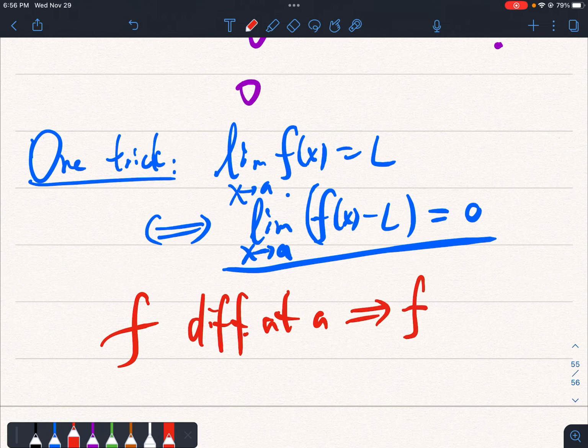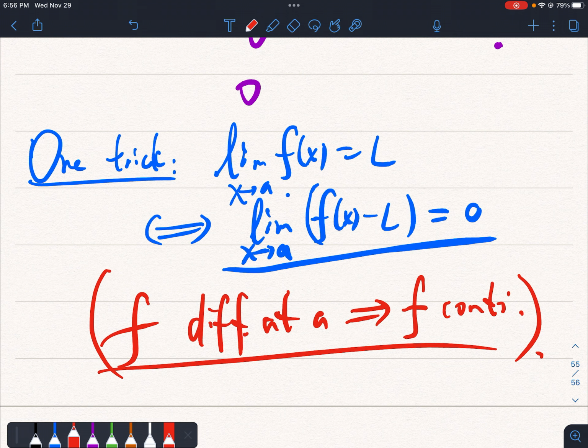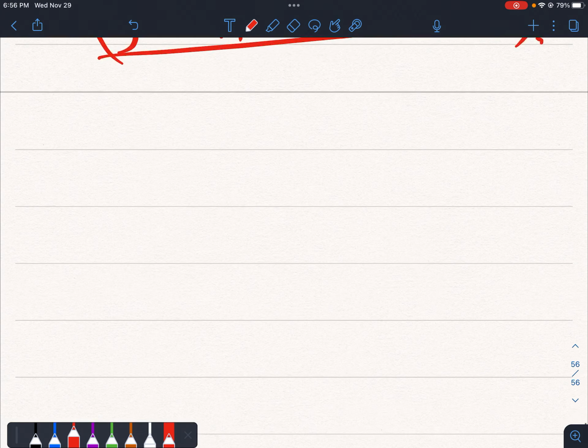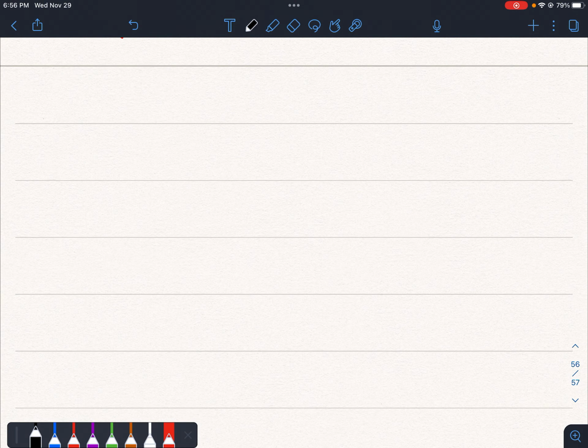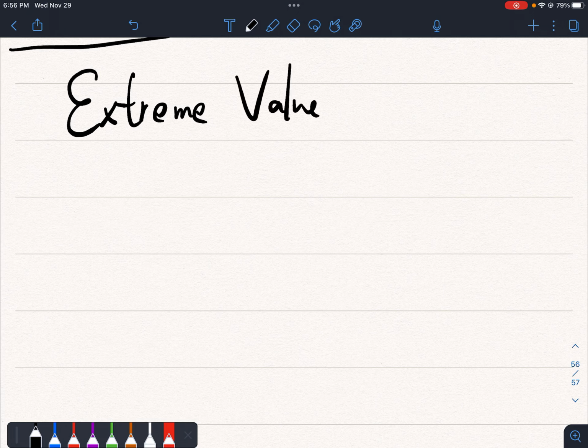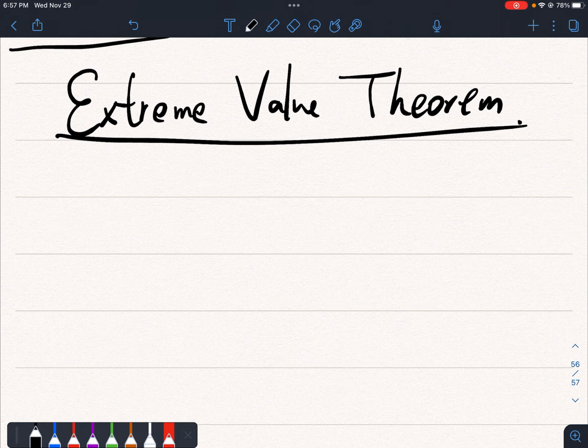For example, later you will see that if a function f is differentiable at a point a, then f is continuous, and then you will use this trick. It's very, very useful, but here maybe you just take it for granted or keep it in mind. So this is about the squeeze theorem, and then I will talk about the extreme value theorem and also the intermediate value theorem. They are also theorems about continuous functions.